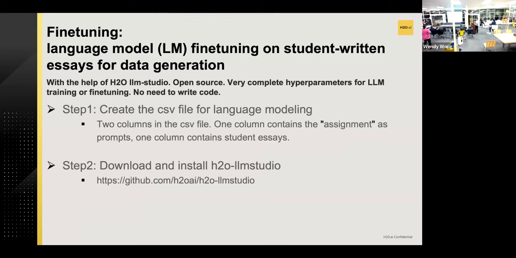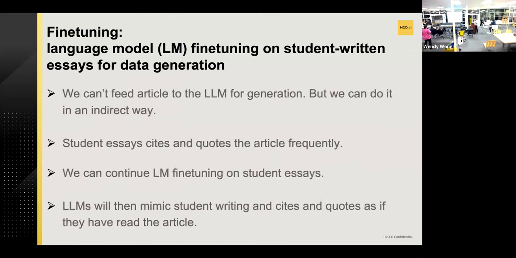So to do this language model fine-tuning step, I use H2O LLM Studio, and it's open source. The hyperparameters are very complete for LLM training or fine-tuning, and there's no need to write code. So the first step is to create a CSV file as a dataset file for language modeling. And in the file, we have two columns. The first one is the assignment, which is, let me go back.